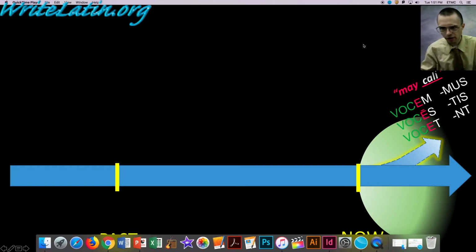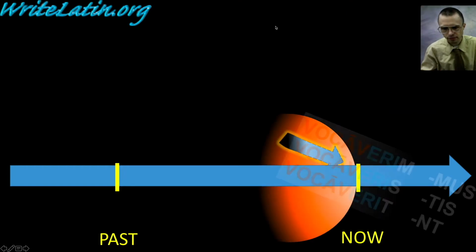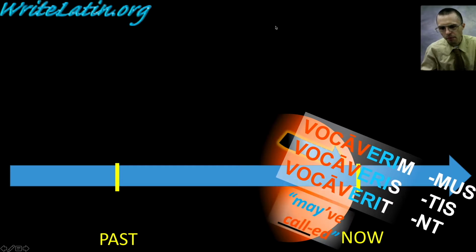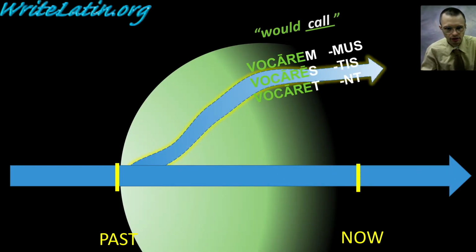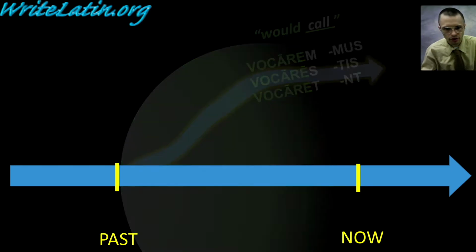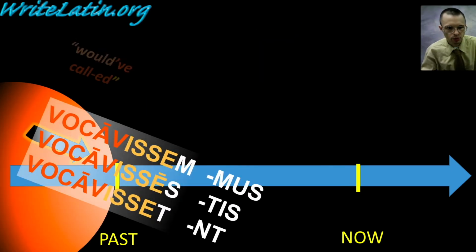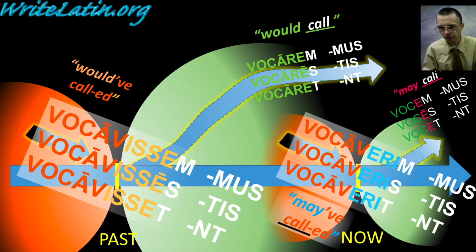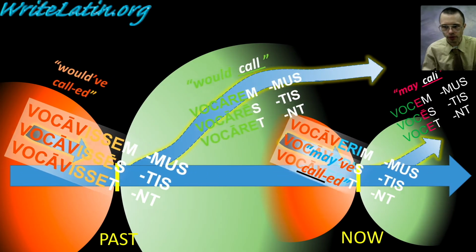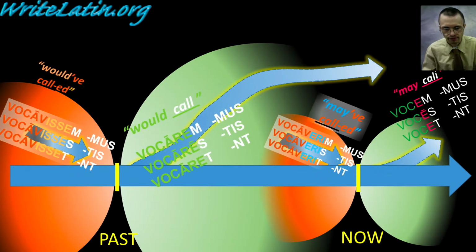May call, may have called, might call, or would call, would have called. Put them all together and they look like a mess, but we can organize them a little more nicely. Notice that each one has a come in and then a go out, and a come in and a go out.